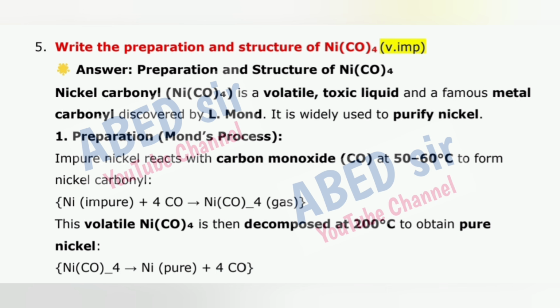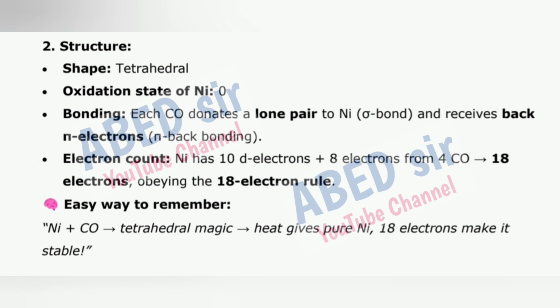1. Preparation, Mond's process. Impure nickel reacts with carbon monoxide, CO, at 50-60 degrees C to form nickel carbonyl. Ni (impure) + 4CO → Ni(CO)4 gas. This volatile Ni(CO)4 is then decomposed at 200 degrees Celsius to obtain pure nickel. Ni(CO)4 → Ni (pure) + 4CO. 2. Structure. Shape, tetrahedral. Oxidation state of Ni, 0.